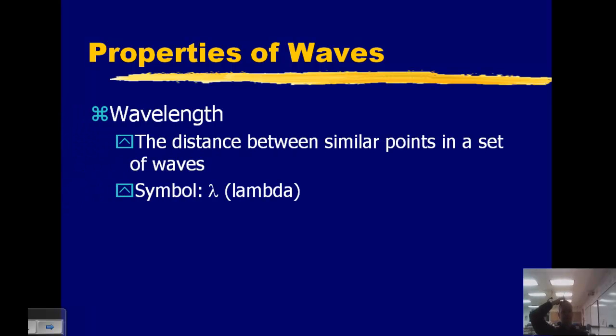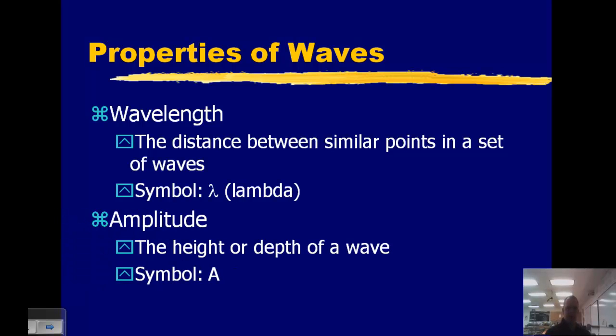Waves have 3 basic properties. The first one is wavelength. Wavelength is the distance between 2 of the same points in a set of waves. We give this the Greek symbol lambda, and it's going to have the units of meters, some form of meters, because it is a distance. So if you go from the peak of a wave to the peak of the next wave, trough of a wave to the trough of the next wave, or from where it starts to where it begins again, that would be the wavelength.